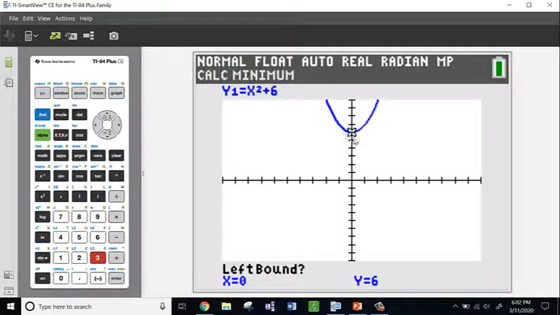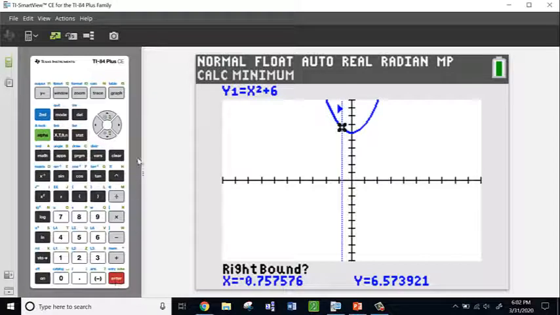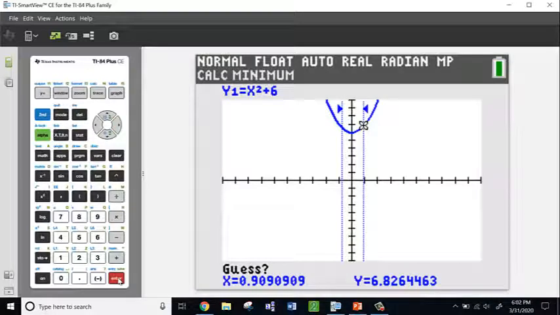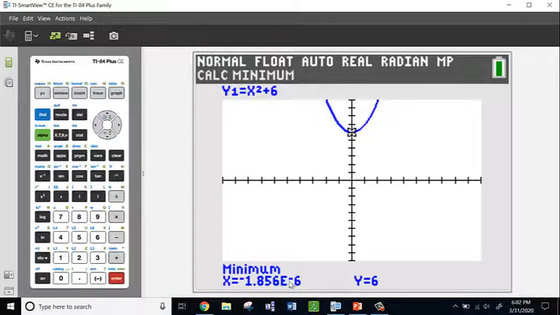Then what happens is you see this blinking cursor. I'm going to use my arrow buttons. I'm going to go a little bit to the left of the minimum spot and hit enter. And then I'm going to go a little bit to the right and hit enter. Now what happens is you see those two arrows. On the non-colored ones, you're not going to see the lines going up and down. You're just going to see the arrows. But they're saying you think that the vertex, the minimum spot, is somewhere in between those two. Well, we definitely do. We don't want to hit guess. We're just going to hit enter again. And it will tell us our exact answer. Now, let's take a look at this one.